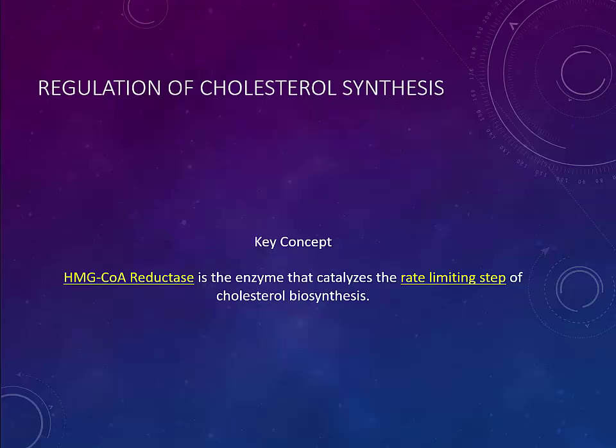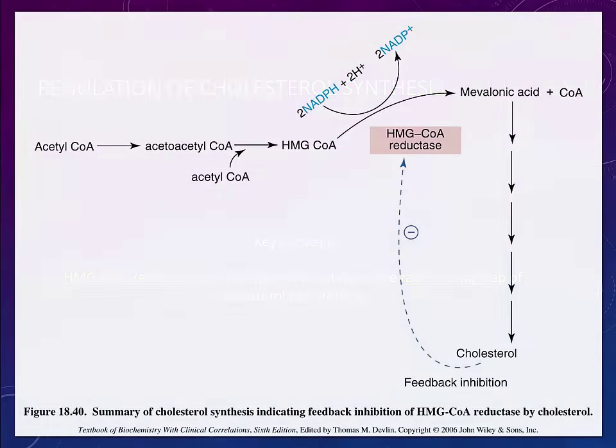So, how do we regulate this? Cells regulate cholesterol synthesis at the rate limiting step, which is HMG-CoA reductase. Remember, that's the enzyme that makes mevalonate. So how do we control HMG-CoA reductase? Well, it's a classic non-competitive system. Cholesterol itself, the product of the pathway, is an inhibitor of HMG-CoA reductase. So we see that non-competitive inhibition.